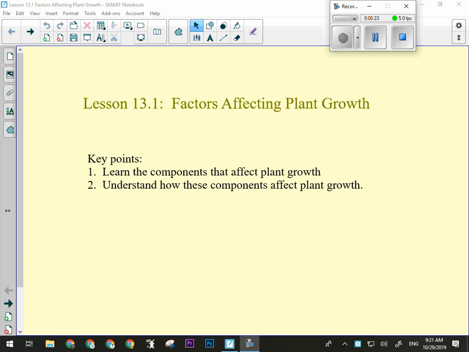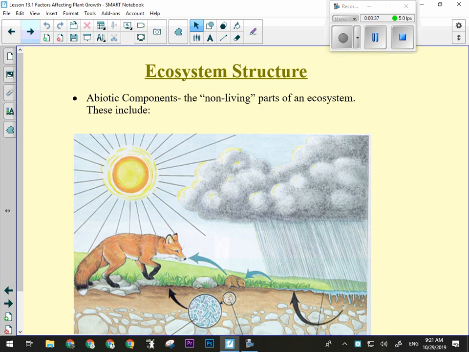So we need to learn the components that affect plant growth, and understand how those components can affect the growth of a plant. And by components, I kind of mean the components of an ecosystem, the things that are going to be in the places where plants live. All right, there's two classes for these components. There are the abiotic components. If something is abiotic, it is non-living. So abiotic is non-living.